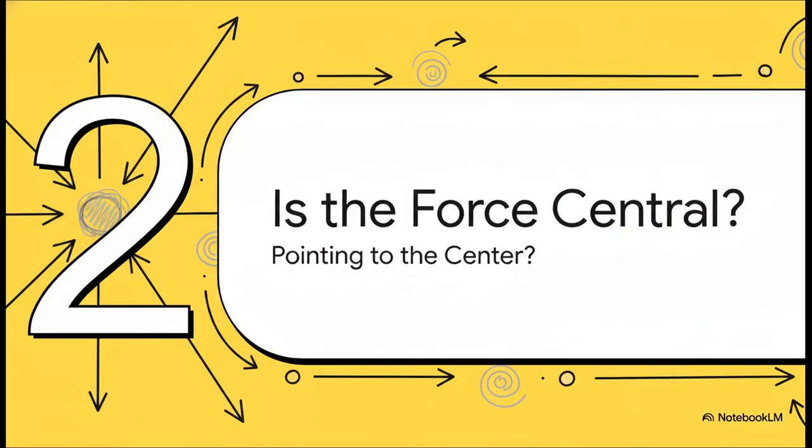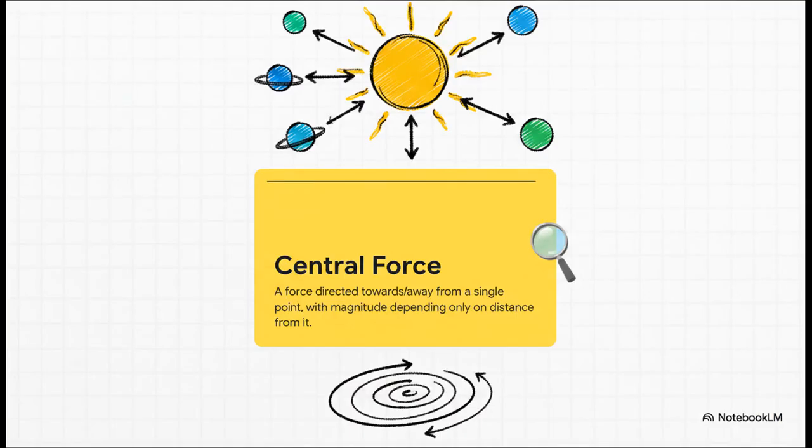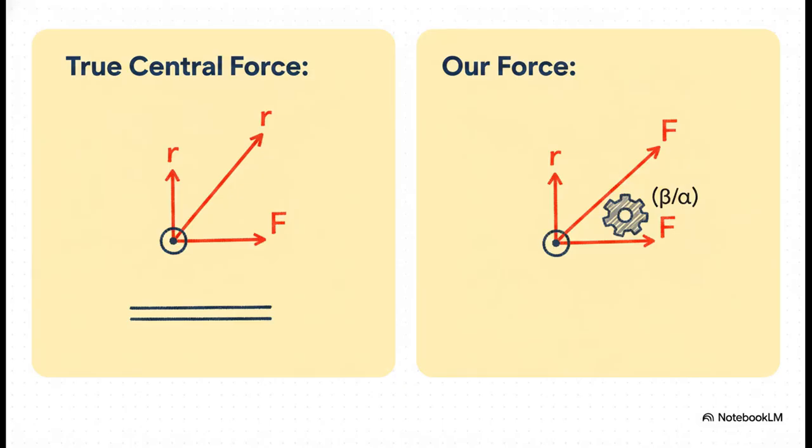All right, with our force vector in hand, we are ready for part A of the problem. Is this force field central? Is the force on a particle always pointing directly towards or away from the middle, the origin? So what even is a central force? Well, the perfect example is gravity from the sun. No matter where a planet is in its orbit, the force of gravity pulls it directly towards the sun's center. It's always pointed right along that line connecting the two. That's a central force. So how do we test this with math?